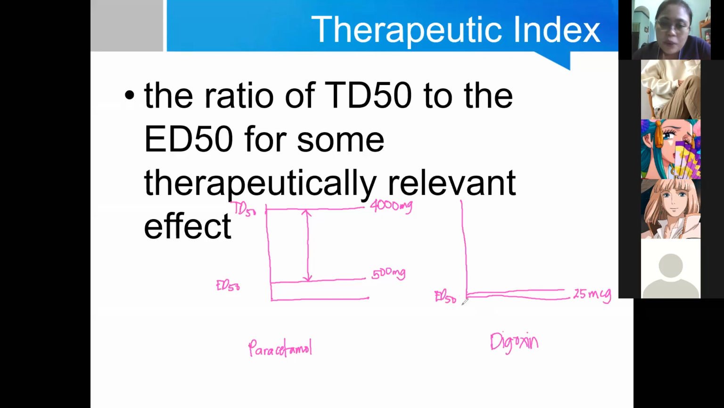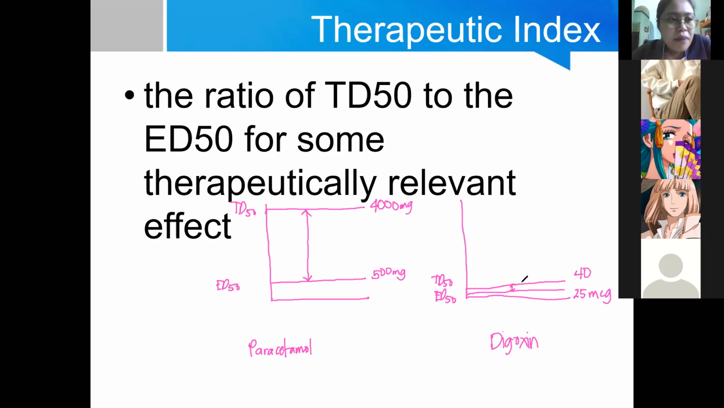Now, what is the TD50 of digoxin? It's here. It's 40. Therefore, this is the therapeutic window. Now, what is the use of knowing the therapeutic index or therapeutic window of the drug? Using the graph, we can make a conclusion if our drug is safe or not. You can even see that sa akong example lang.